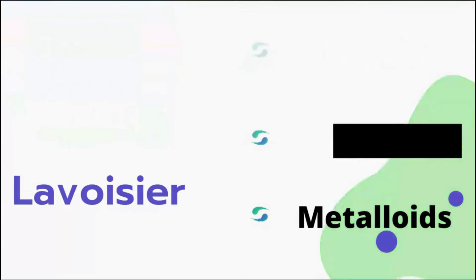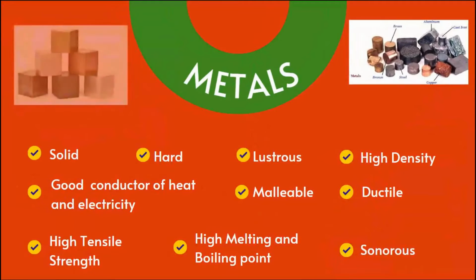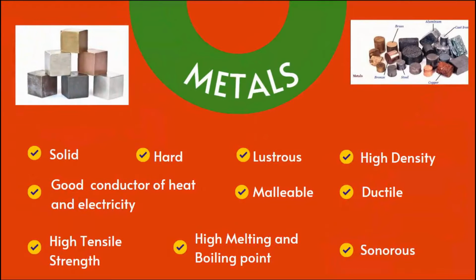First of all, we are going to talk about physical properties of metals. Metals are solid, they are hard, they are lustrous or shiny. Metals have high density. They are good conductor of heat and electricity. Metals are malleable. It means that they can be hammered into very thin sheets. This property of metals is known as malleability.